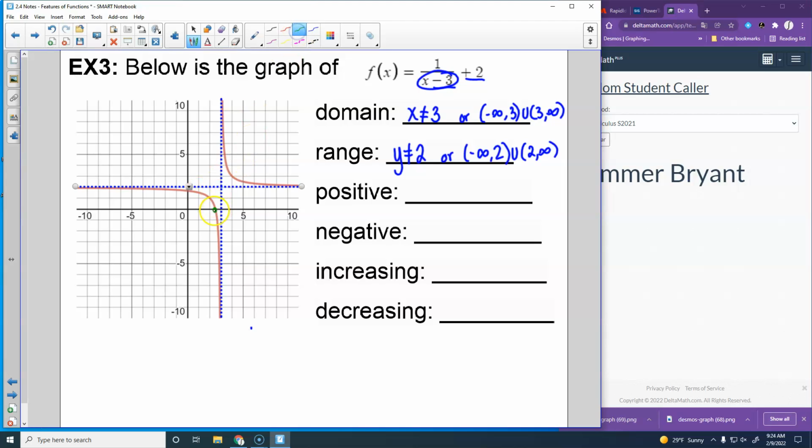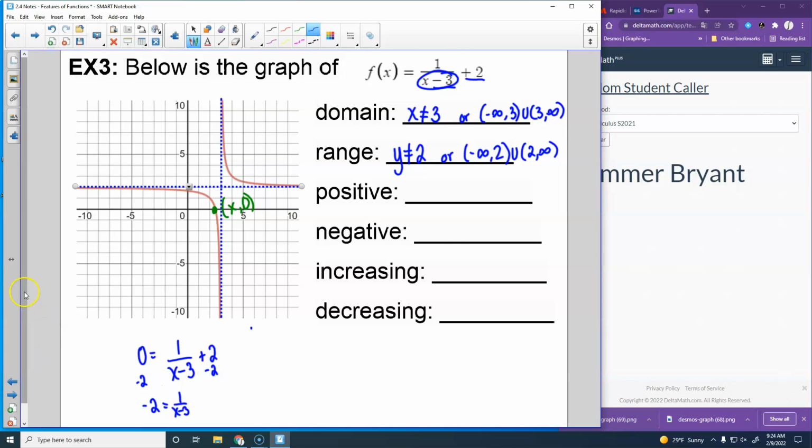At this point right here, I do not know my x coordinate. I have no idea what it is. But what is my y coordinate? It is 0, right? So in my equation, I could plug in 0 for my y, or in this case, f of x. So 0 equals 1 over x minus 3 plus 2. I need to solve for that x, so the first thing I'm going to do is subtract the 2. So negative 2 equals 1 over x minus 3.